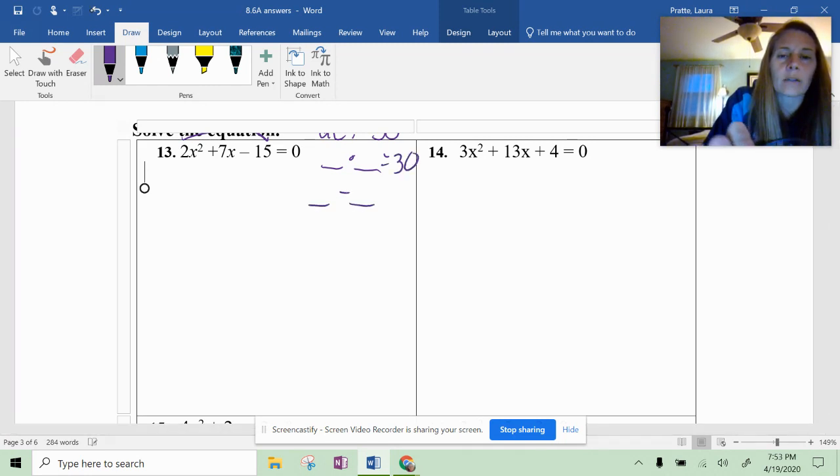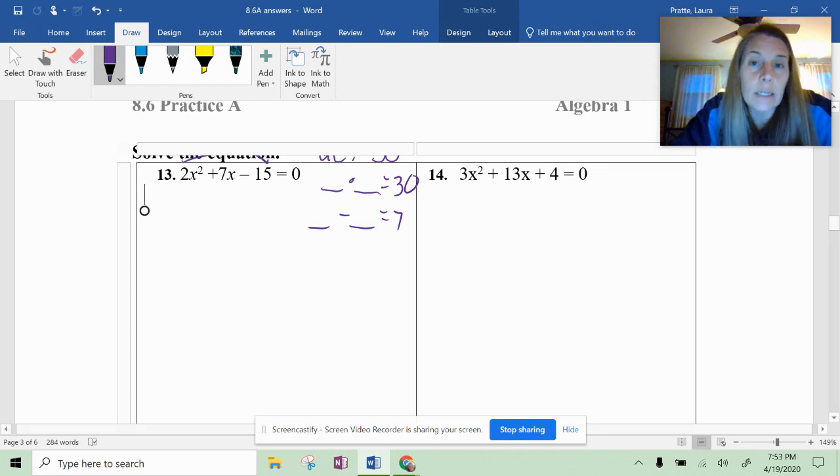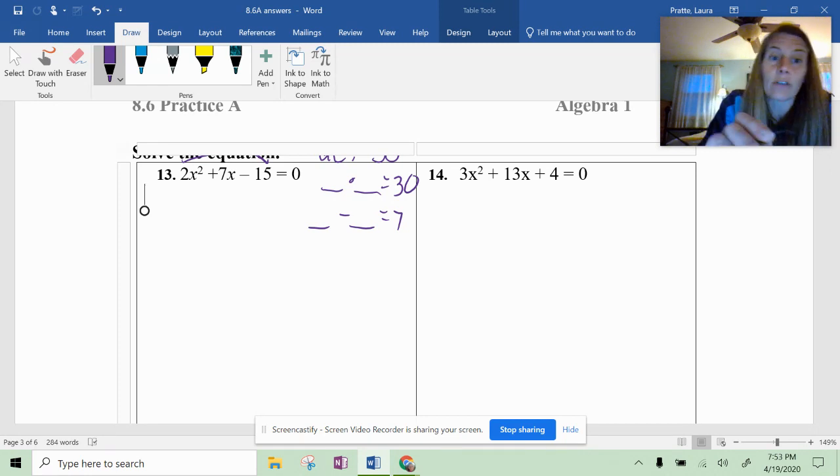So subtract to get 7. All right, so factors of 30, if you look on your factor sheet, you've got 1 and 30, 2 and 15, 3 and 10, 5 and 6. So which of those pairs are going to subtract to get 7? That would be 10 and 3, so positive 10 minus 3. Or 10 times negative 3 would get you negative 30.